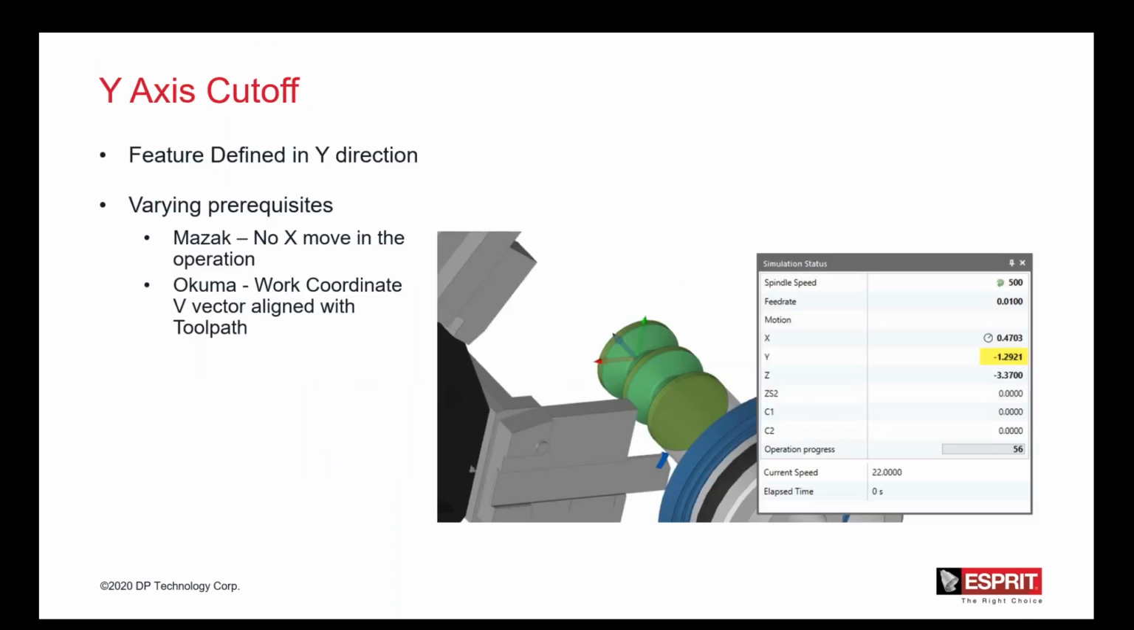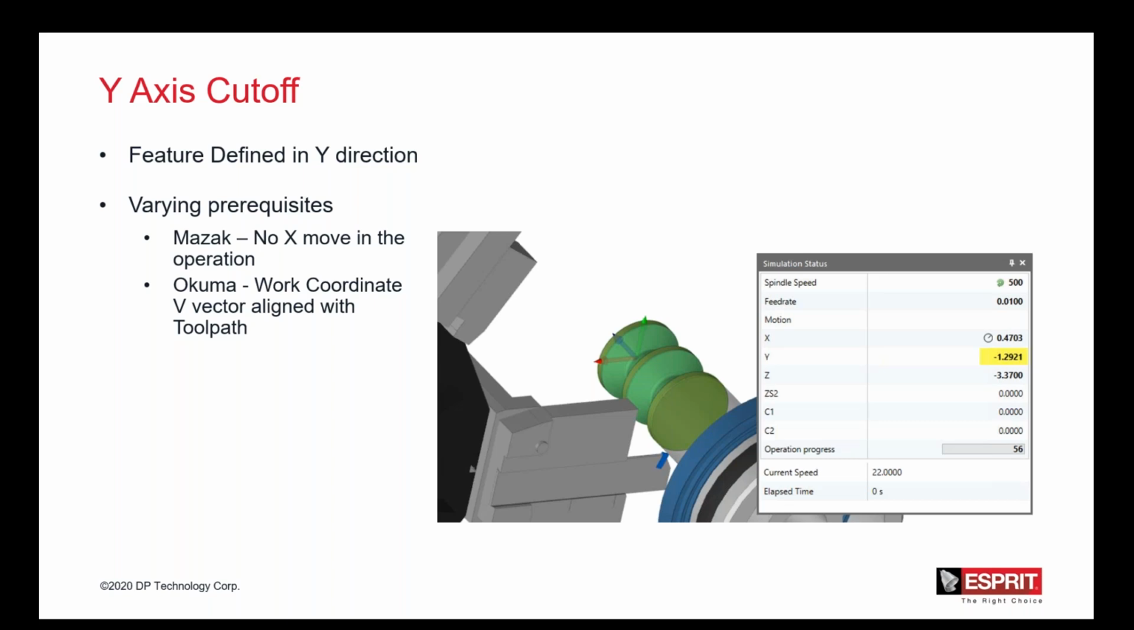So next we're going to talk about y-axis cutoff. We're getting a lot of questions about y-axis cutoff. In ESPRIT, you can absolutely do a y-axis cutoff. The only way it's set up differently in ESPRIT is instead of your feature being along the x-axis, you just want to set up the feature along the y-axis or in the y direction. That's really the only difference for setting up your y-axis cutoff.